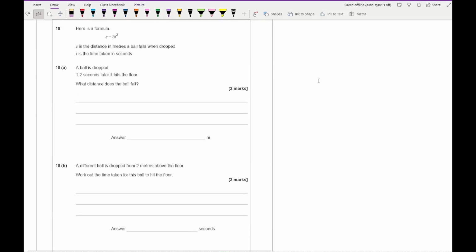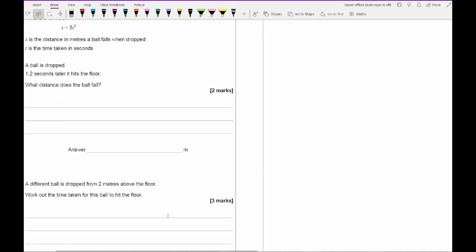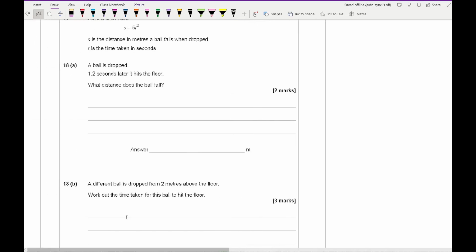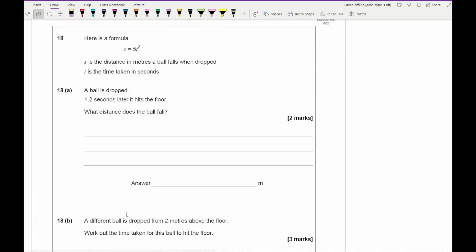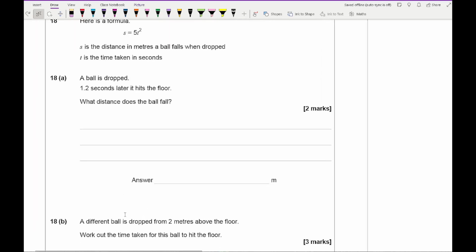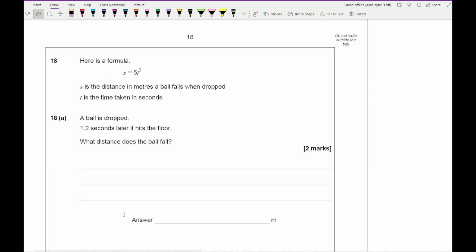Moving on to question 18, let's zoom in so we can see it on the screen. So it says here is the formula S equals 5t squared. S is the distance in meters a ball falls when dropped. T is the time taken in seconds. A ball is dropped, 1.2 seconds later it hits the floor. What distance does the ball fall?